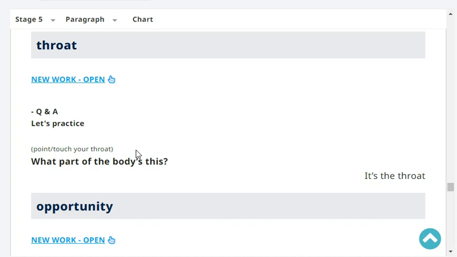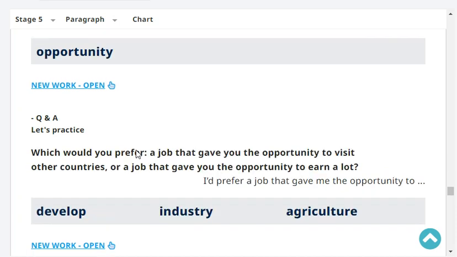What part of the body is this? That part of the body is the throat. Very good.